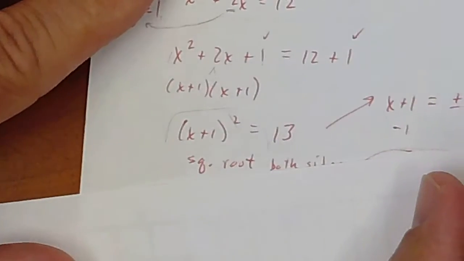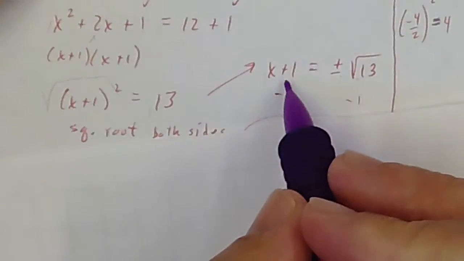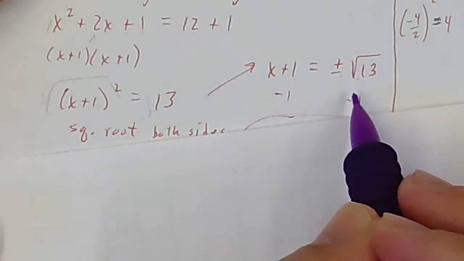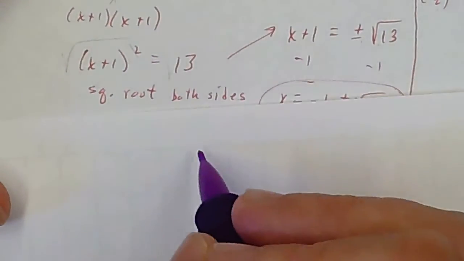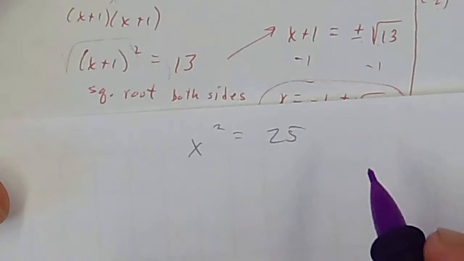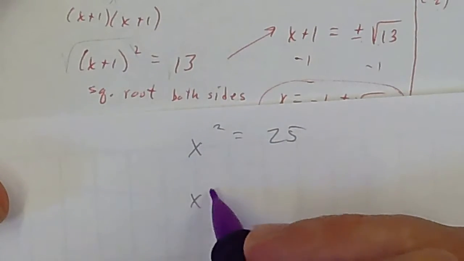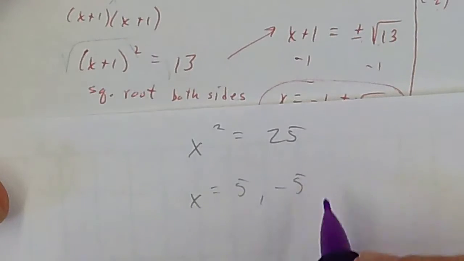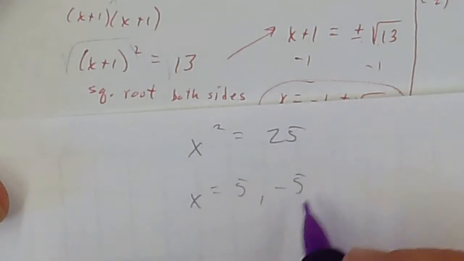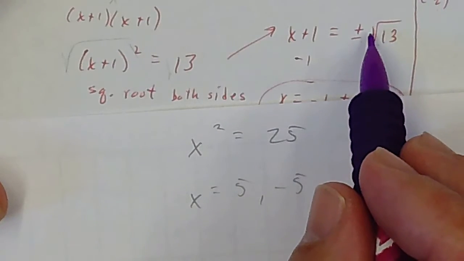Okay, so I take the square root of both sides. I get x plus 1 on the left. And on the right side, I'm going to have plus or minus square root of 13. Don't forget the plus or minus. Remember, if I took a real basic square root method and x squared equals 25, we got to say x equals 5 and negative 5 because negative 5 squared is 25. So when you take the square root, do the plus or minus.